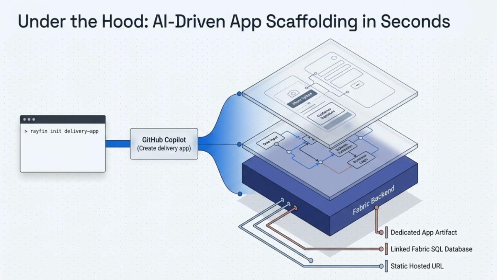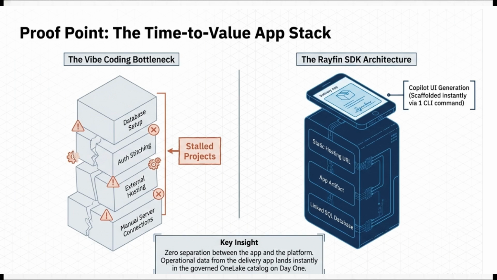Using the new Raffin SDK, there are 3 simple steps to launch a fully functional application in minutes. First, you just run a single command in the Raffin CLI. Second, Fabric automatically provisions the entire backend for you. We're talking the linked SQL database, the app artifact, and the static hosting URL.